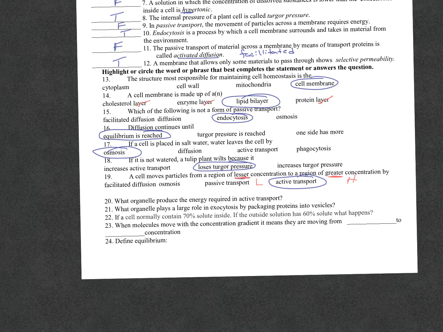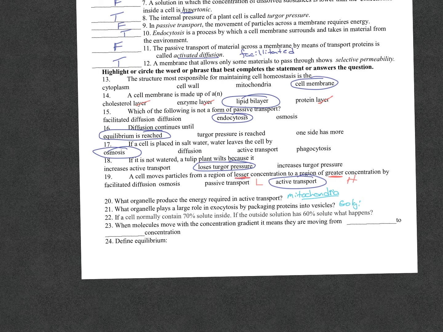What organelle produces the energy required for active transport? Well, we're going to say mitochondria, right? You don't have to know that for the test. One snuck by me. The organelle that plays a large role in exocytosis by packaging proteins into vesicles, we'll call that the Golgi body.